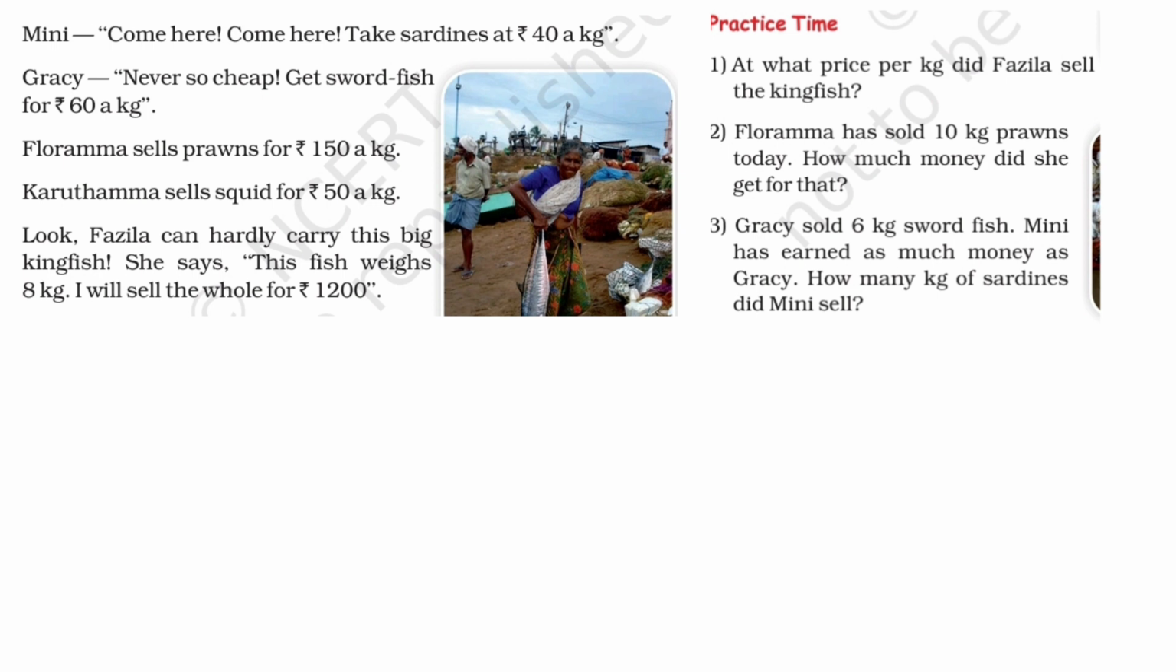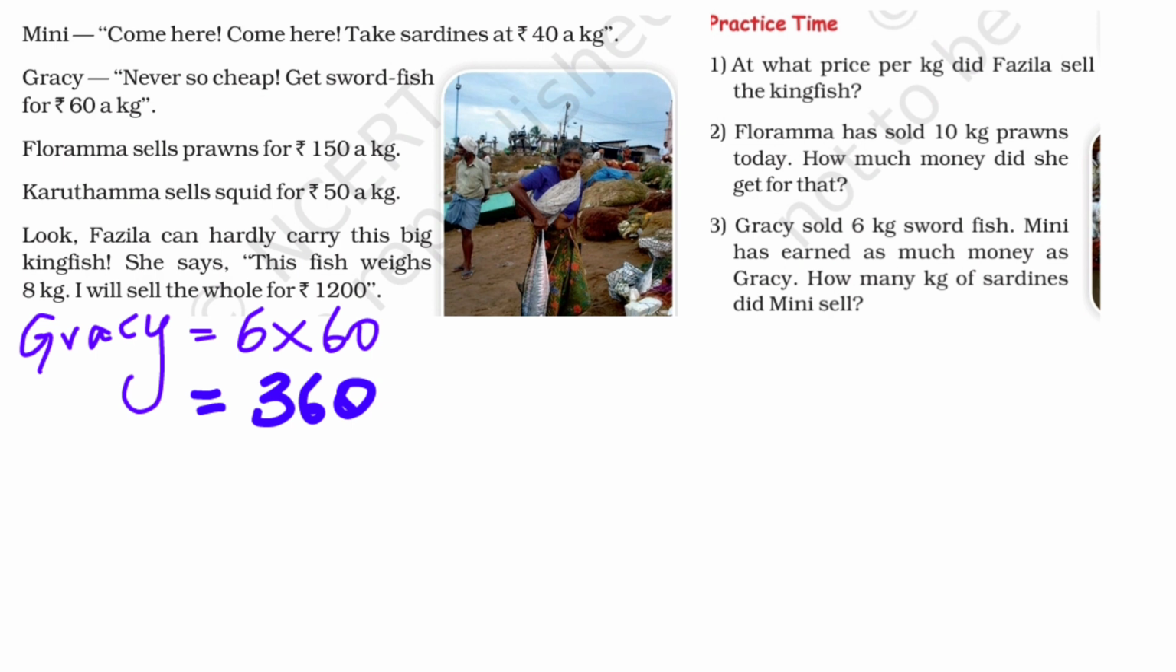Last question. Grace sold 6 kg of swordfish. Minnie has earned as much money as Grace. How many kgs of sardines did Minnie sell? Let's find out how much Grace got. Grace sold 6 kg of swordfish. So 1 kg of swordfish is 60 rupees. So 6 kg is 6 into 60, which is 360 rupees.